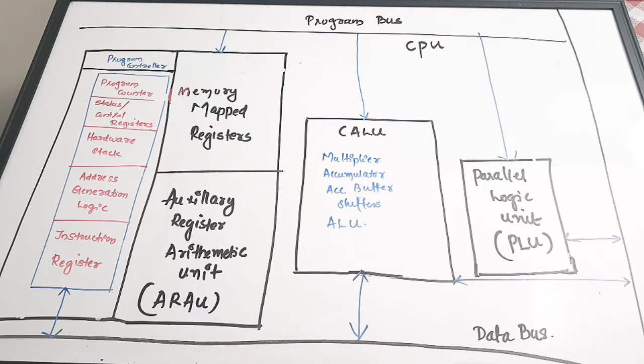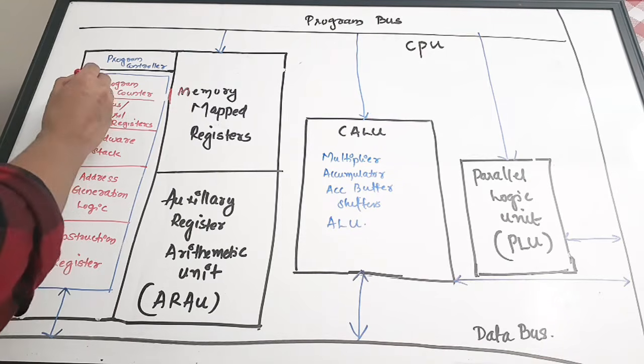Moving on to the fourth element, that is an address generation logic. Based on the instructions, it will be generating addresses. Then the last one is an instruction register. Just like any other processor, this instruction register will be storing the instructions. So these are the units present in the program controller section.